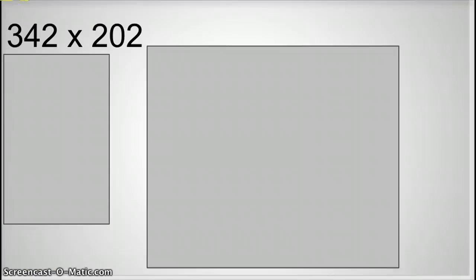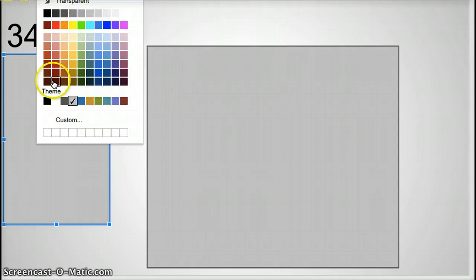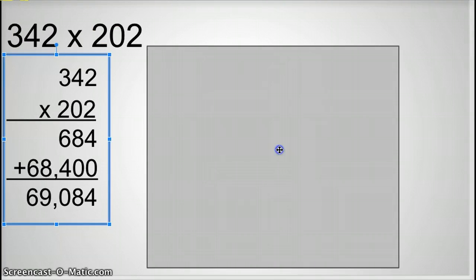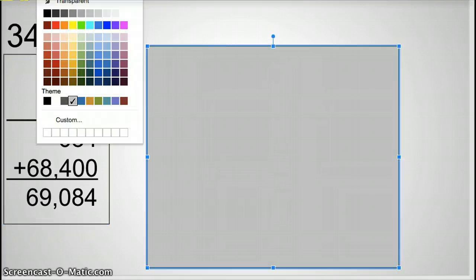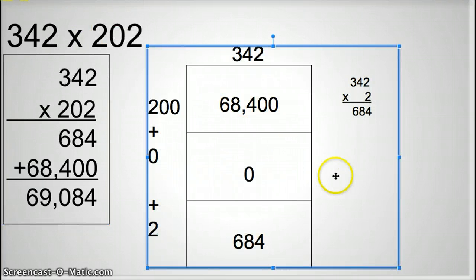342 times 202. Erase your boards. Try to solve this problem. Again, make sure you're using grid paper if you need to. 342 times 202. Pause the video, because here comes the answer. This is the standard algorithm answer, and this is the area model answer.